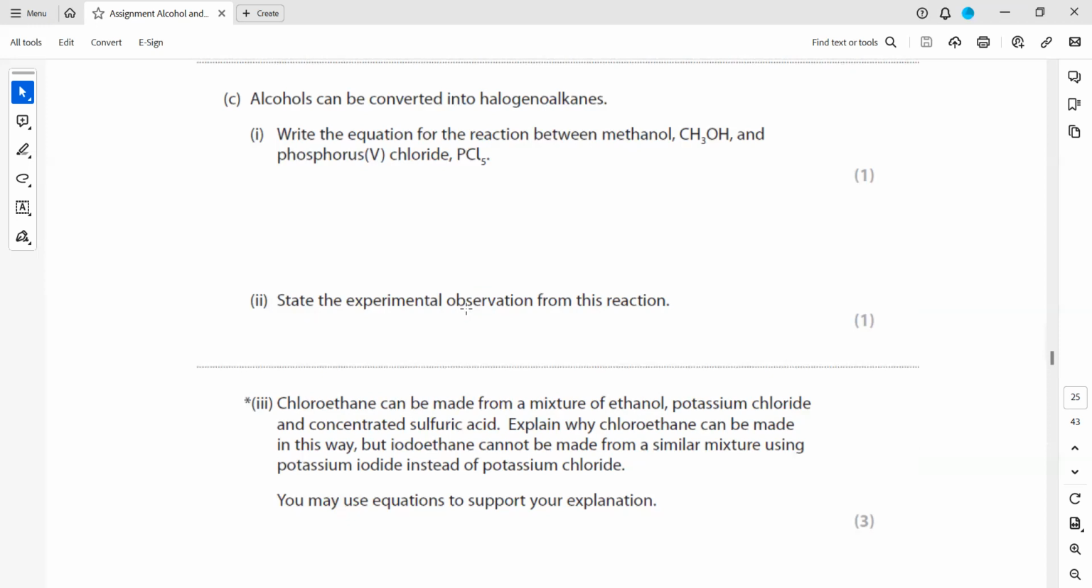Alcohols can be converted into halogenoalkanes. Write an equation for the PCl5 reaction with methanol. This is also a test for checking the presence of an OH group in alcohols and in carboxylic acids. So if we have methanol reacted with PCl5, first Cl will take the position of OH. So it will form CH3Cl plus POCl3, the oxygen combined with phosphorus, and plus HCl.